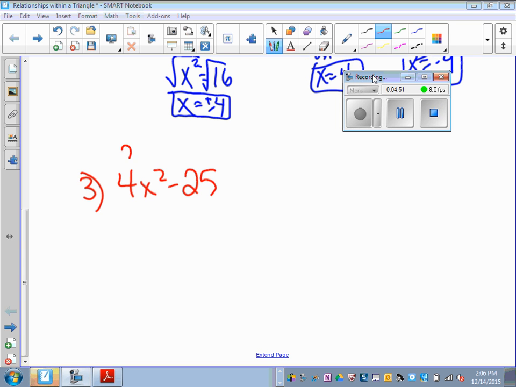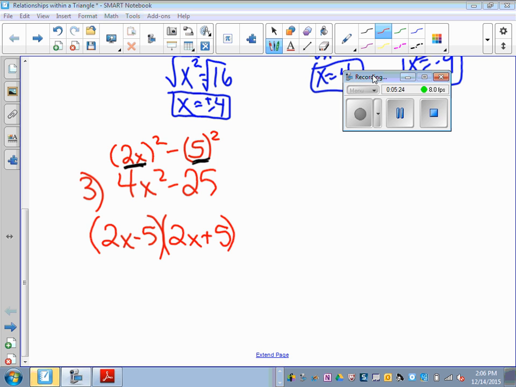This is a special case called difference of squares. And this is where we have a perfect square minus another perfect square. 2x squared is 4x squared, and 5 squared is 25. And notice that we're just factoring here, we're not solving. There's no equal sign, so I should not have x equals at the end. Alright, so difference of squares. I take my first minus the second times the first plus the second. And that's it.